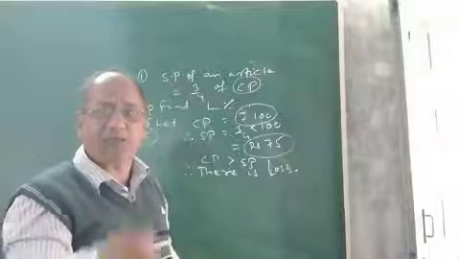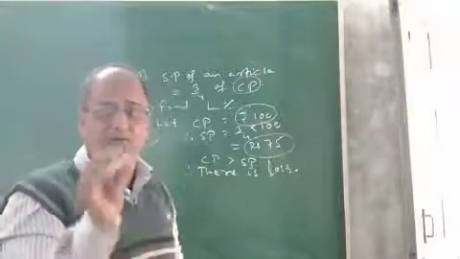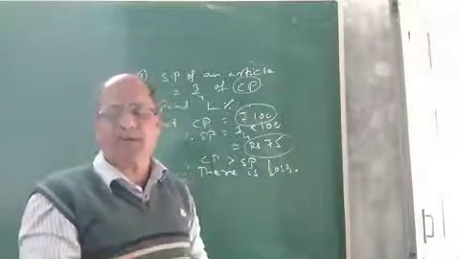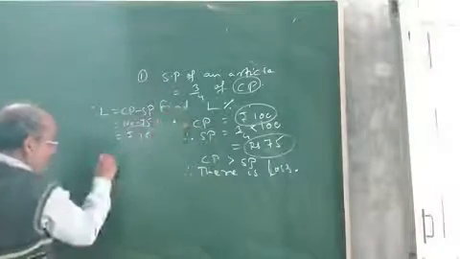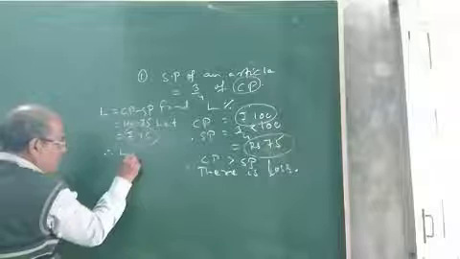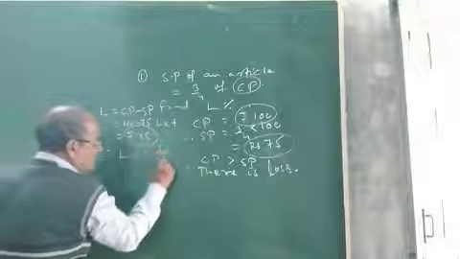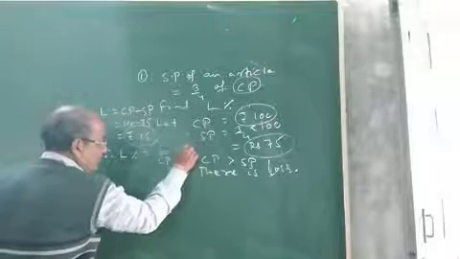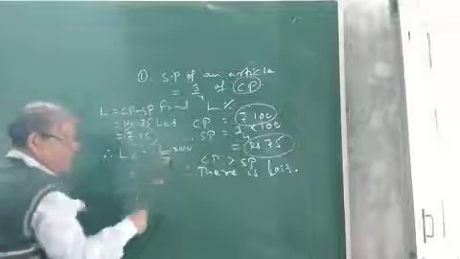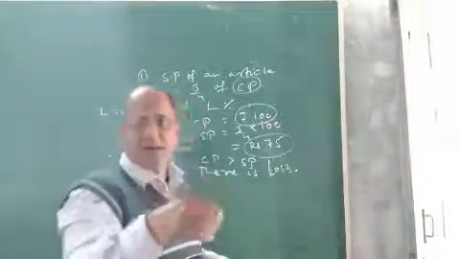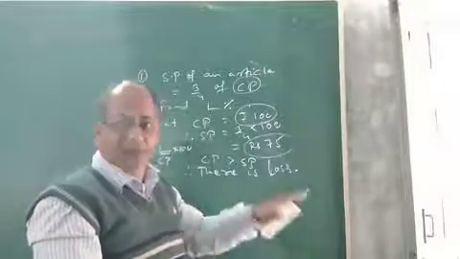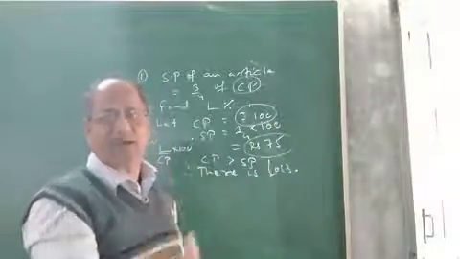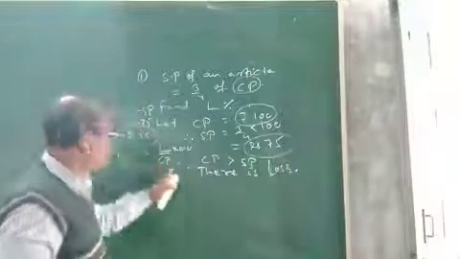But we can also apply the formula to find the loss percent. I think you know the formula. What is the loss percent formula? Loss by CP into 100. So as we want to find the loss percent, apply loss percent equals loss by CP into 100. Instead of using the unitary method, we can also use the formula to find the loss percent, and the formula to find loss percent is loss by CP into 100.